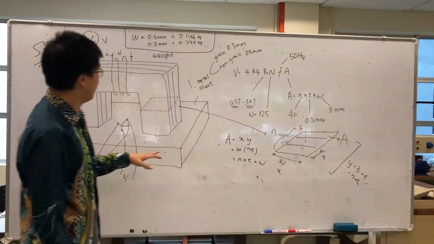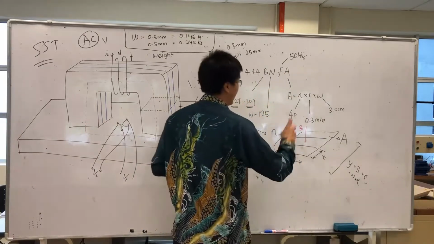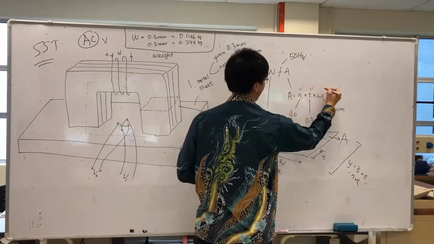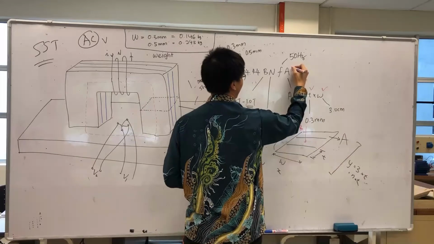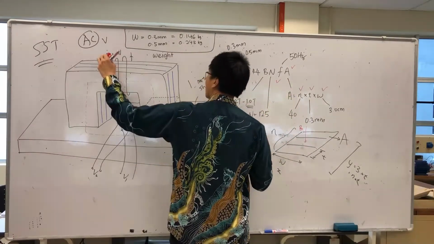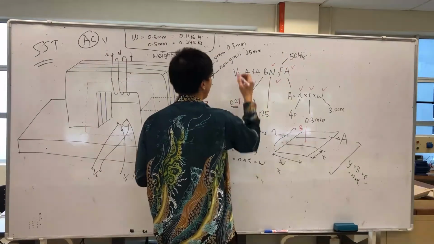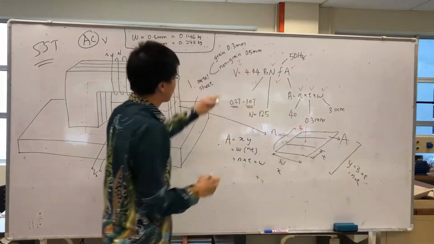It's given. So we have A, we already have N, T and W, so we have A. Then we have F. N is the number of turns of this winding, 125 turns. We already have it. And now we need to know what the voltage is.